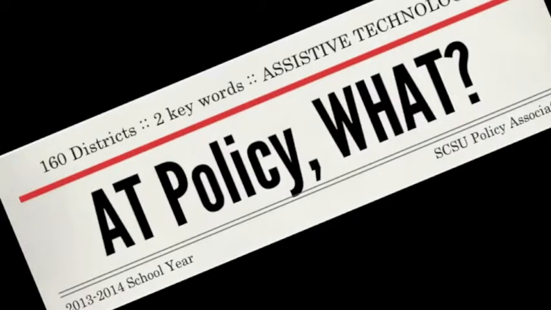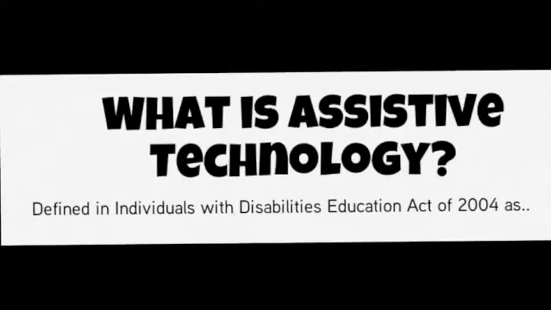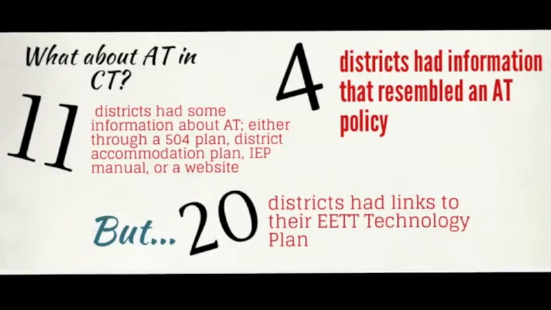Now we will look at assistive technology implementation in K-12. Assistive technology is defined as any item, piece of equipment, or product system that is used to increase, maintain, or improve functional capabilities of a child with a disability. Unfortunately, AT policies are virtually non-existent in Connecticut school districts, which results in the lack of technology integration.